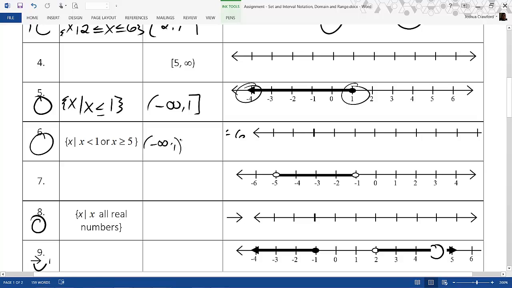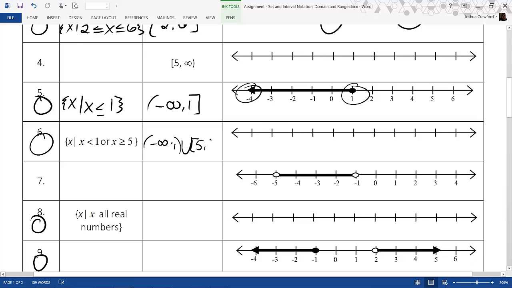Okay, and then to combine the two sets, you're going to remember you're going to do your U symbol, and then x is greater than or equal to 5. Now, since we have an equal to symbol, that means we're going to have a bracket next, and then 5. And then x is greater than 5 means it's above 5, meaning it's all numbers greater than 5, all the way to infinity, and then parenthesis. And then that is your interval notation.